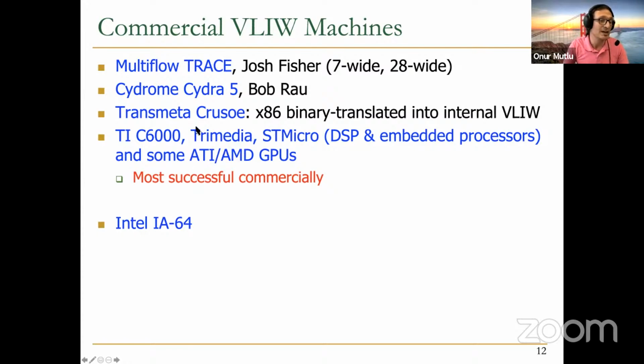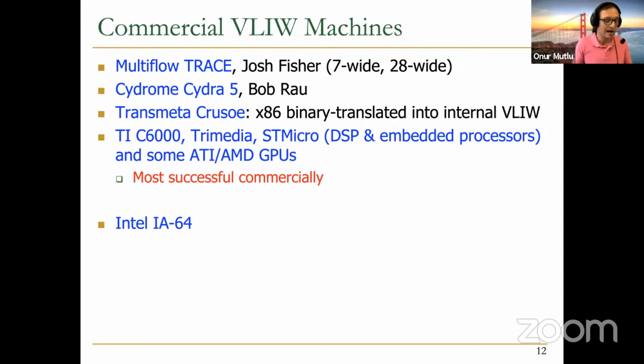So where VLIW has been extremely successful so far has been the digital signal processing and embedded processor market. And initially some ATI and AMD GPUs, but I think even ATI and AMD GPUs actually moved away from the VLIW architecture internally in their GPU cores. But embedded systems still have VLIW. And most embedded systems actually still employ VLIW. One of the reasons is that here the code is relatively simple, relatively easy to compile, and relatively easy to disambiguate. And there are multiple reasons for this.